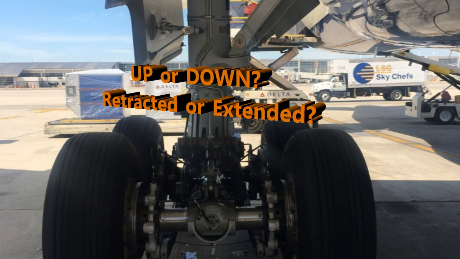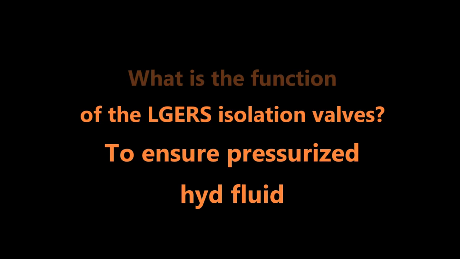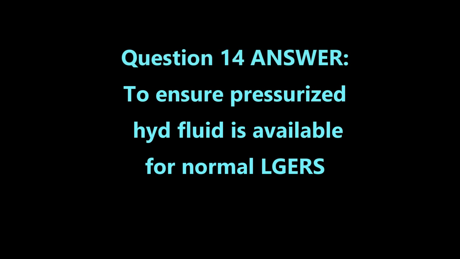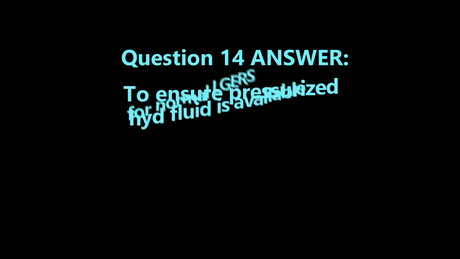All right, let's go to a test question, potentially. What is the function of the isolation valves? Is it A, to ensure pressurized hydraulic fluid is available to the flight controls in LGERS, your landing gear extension retraction system, or B, to ensure pressurized hydraulic fluid is available to the normal operation of your LGERS, your laggers? It's B, right? Okay, and to ensure pressurized hydraulic fluid is available.